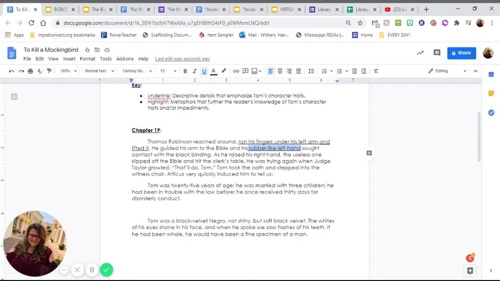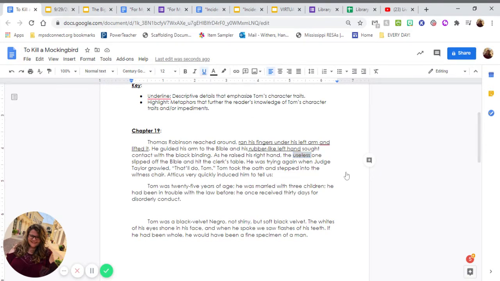As he raised his hand, the useless one. So the way they describe this arm, it is rubber-like. It is useless.